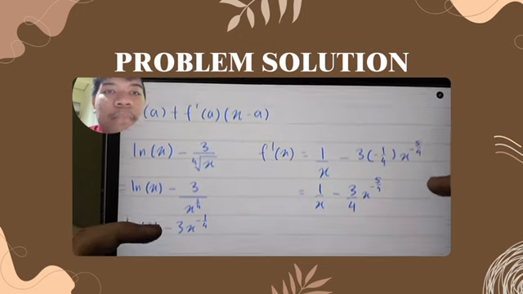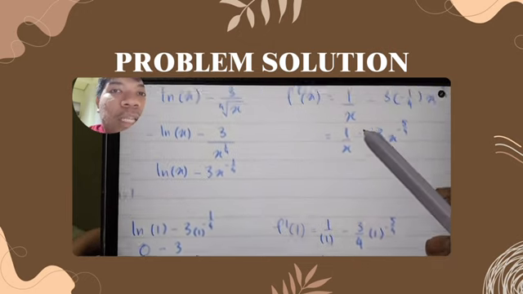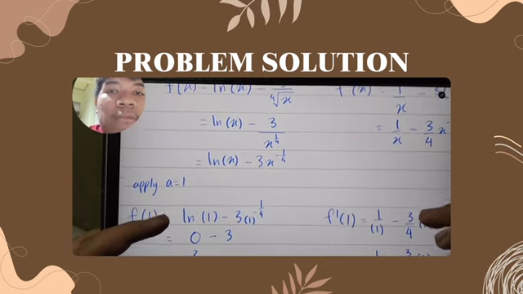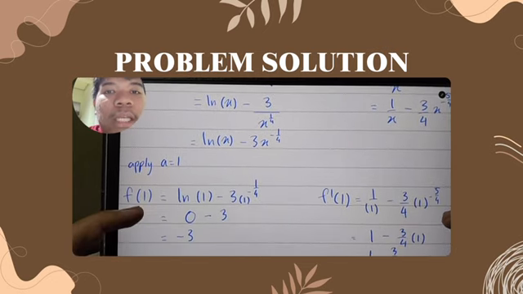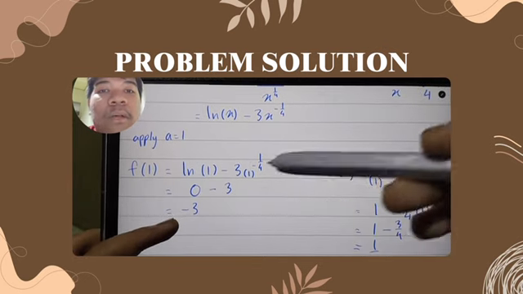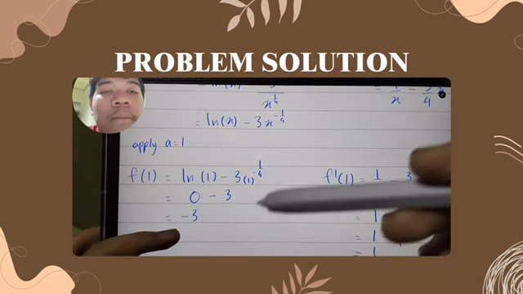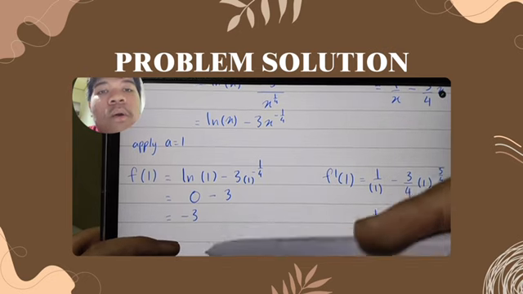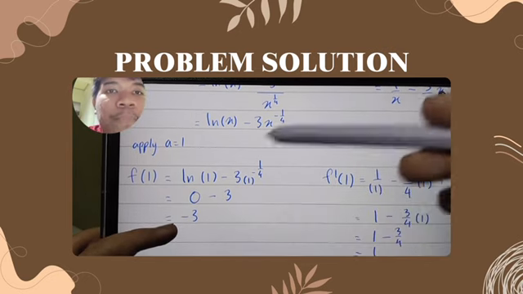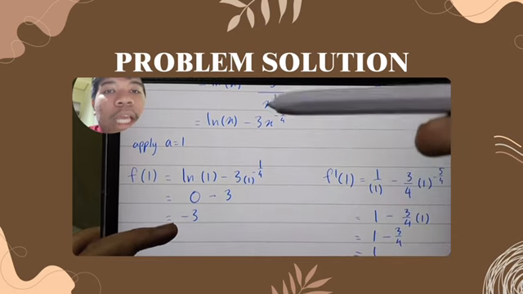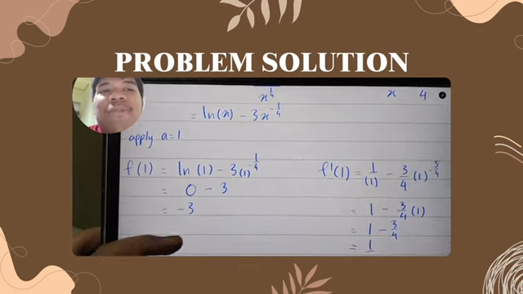So after finding f(x) and f'(x), we can apply the value of a equals to 1. So f(1) equals ln 1 minus 3 times 1 to the power of negative 1 over 4. So ln 1 is 0, and 3 times 1 to the power of negative 1 over 4 is 3. So we get negative 3.